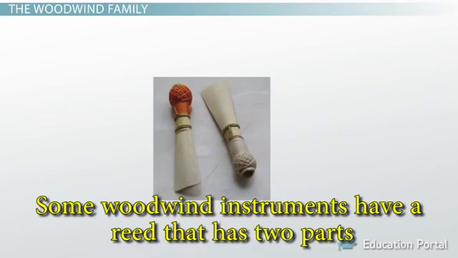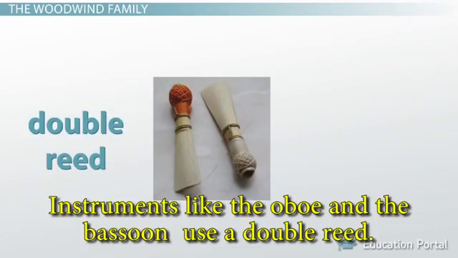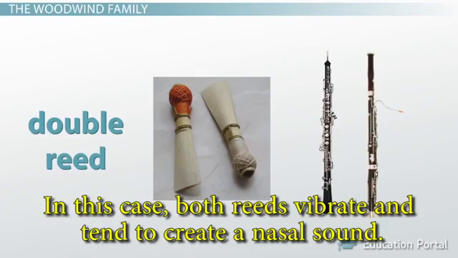Some woodwind instruments have a reed that has 2 parts called a double reed. Instruments like the oboe and the bassoon use a double reed. In this case, both reeds vibrate and tend to create a nasal sound.